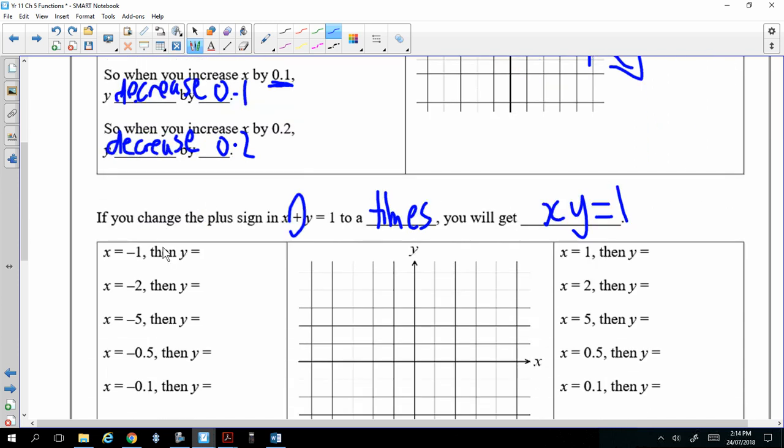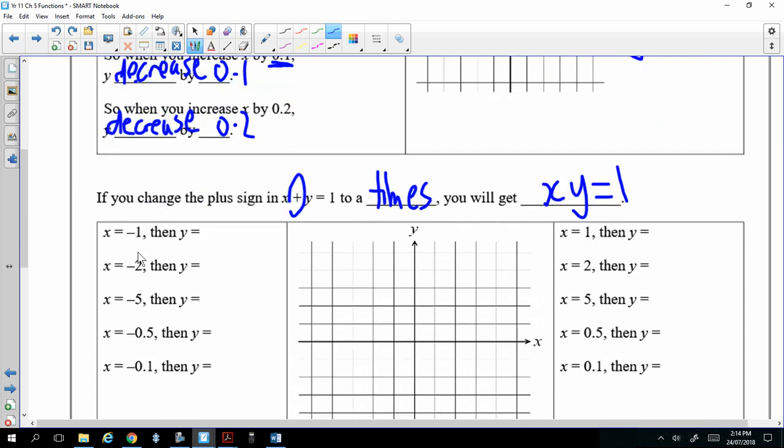So if x is -1, what's y equal to? -1, because they multiply to get 1. What if x is -2? Y is -half. Can you see that? So you have to halve the 2 to offset the 2. What if x is -5? Y will be -1/5.